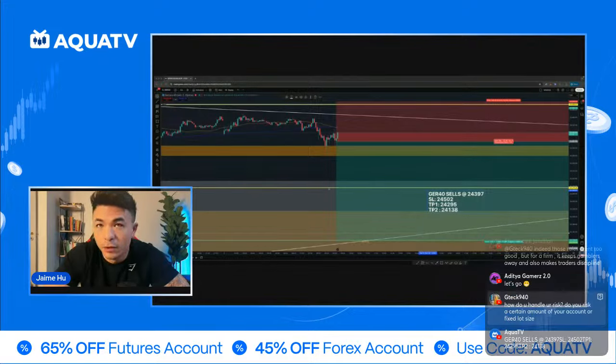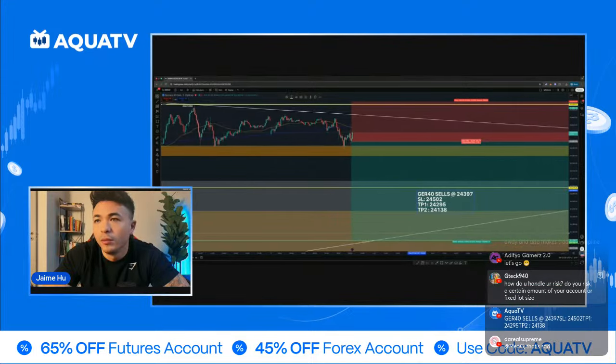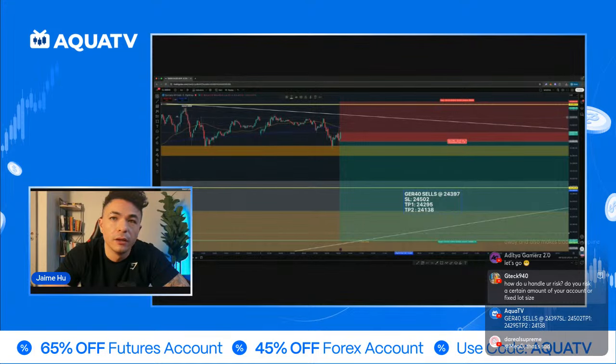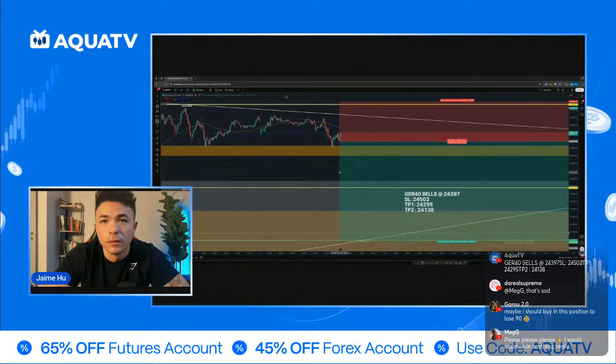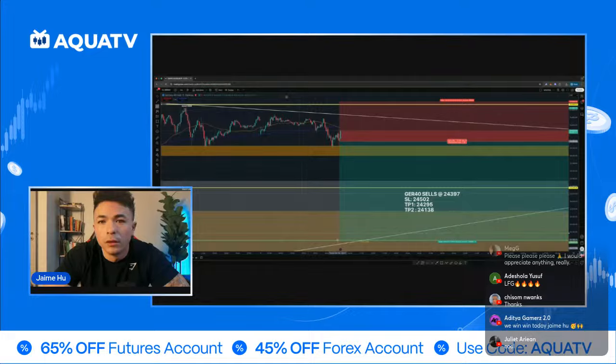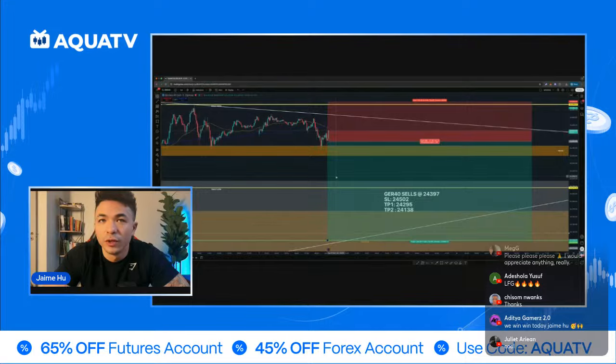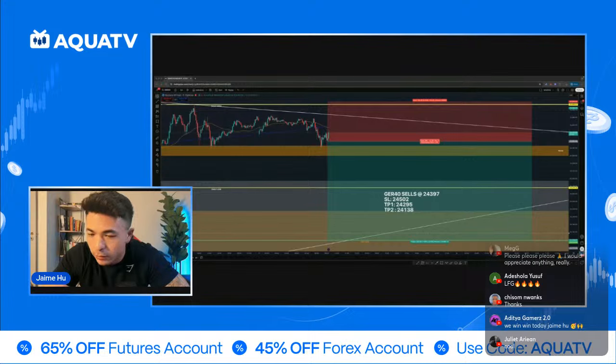So that's the setup. And then I'll probably move my stop loss to entry. Wait. Stop loss to entry would probably be at TP1. So at TP1, we would move stop loss to entry. Maybe I should buy in this position to lose. If you bought, you'd probably be making money right now.